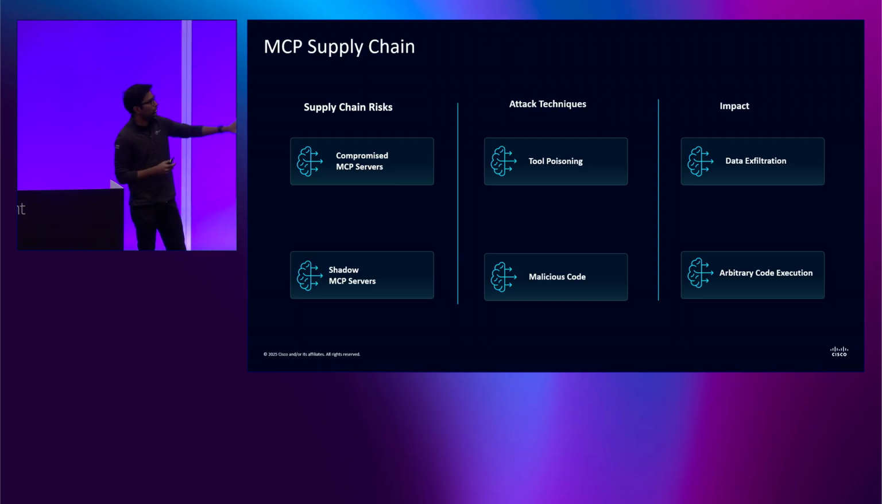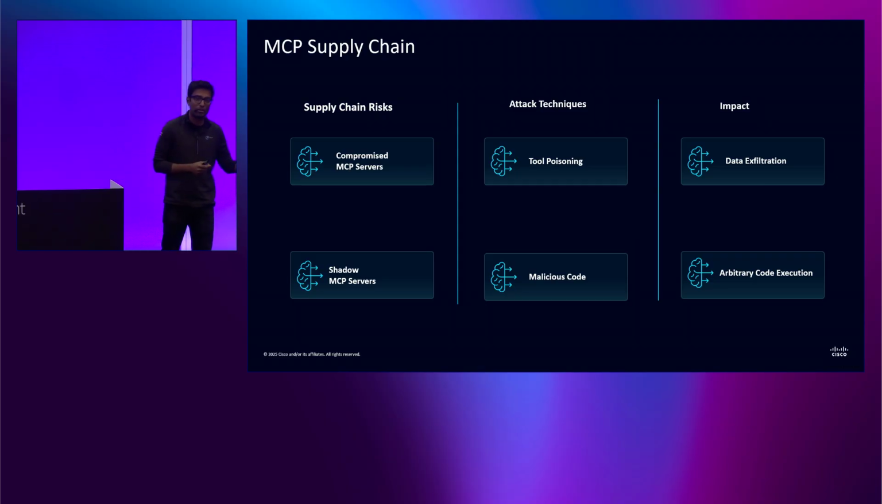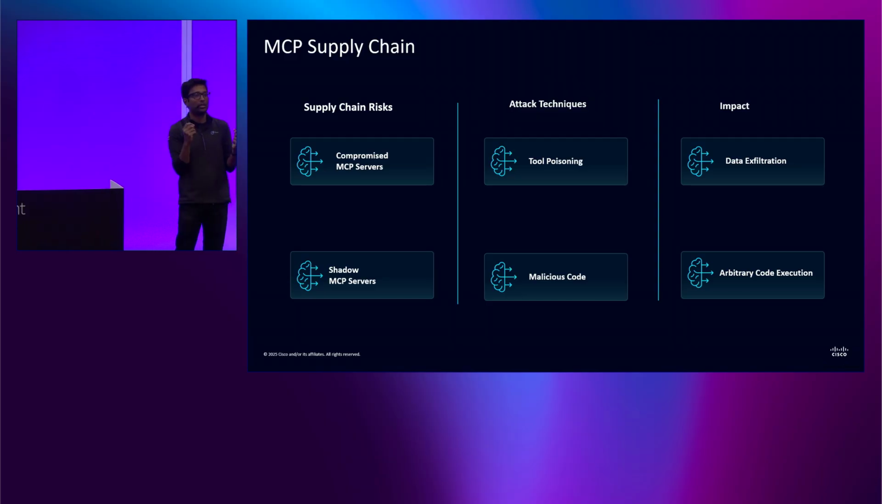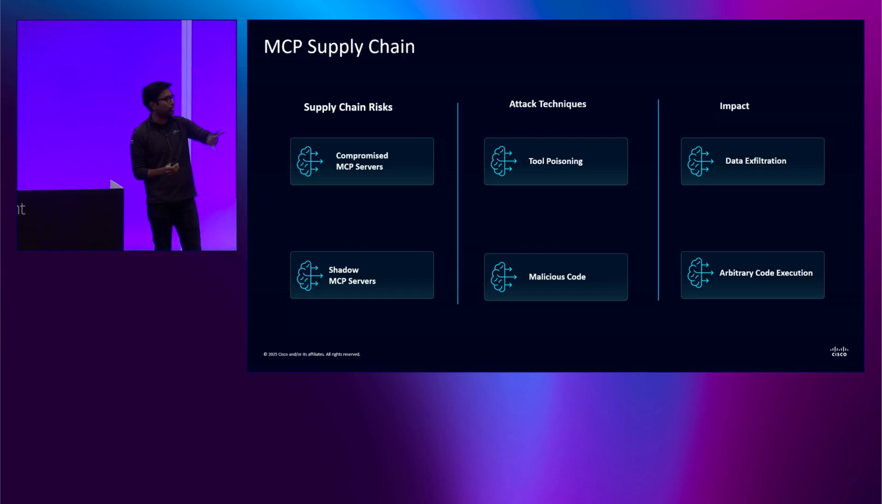With these two supply chain risks, what kinds of attacks are actually possible with MCP? The two main kinds of attacks are tool poisoning and malicious code injection. So what is tool poisoning? Tool poisoning enables a malicious actor to inject a poisonous tool description into the description of the MCP tool itself. When the agent picks up this MCP tool, it takes this tool definition, injects it into the LLM context window, and passes it on to the LLM.